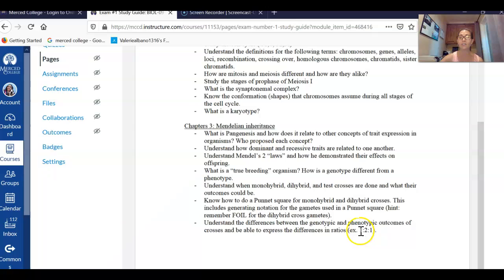And when you're looking at a phenotypic outcome, you're going to be looking at usually a greater number, not just like a 1 to 1 to 1 to 1, but you might have a huge set depending on the number of phenotypes that are possible.